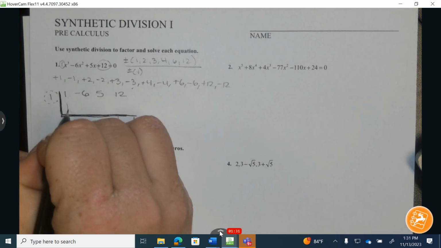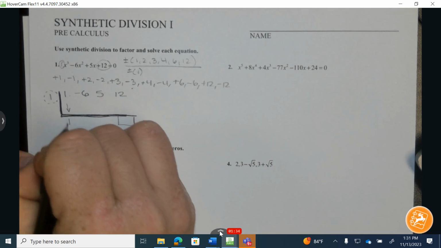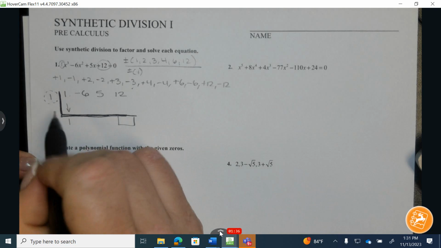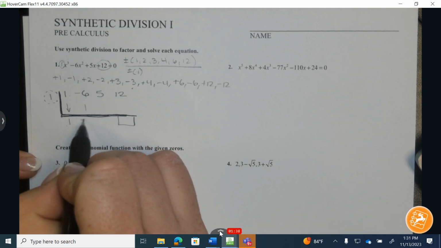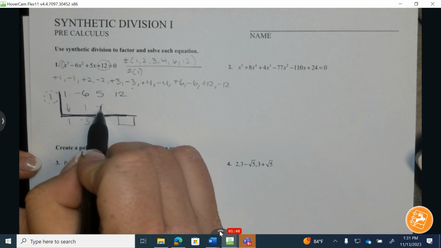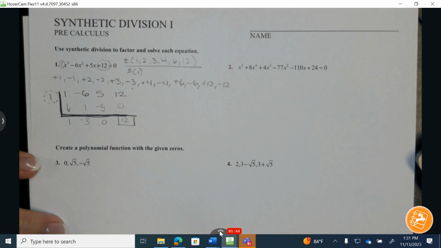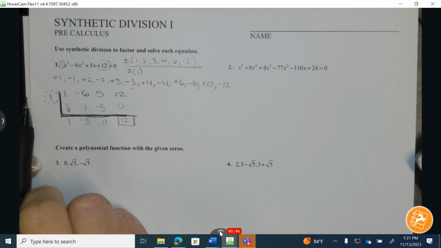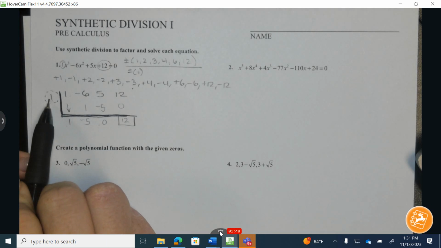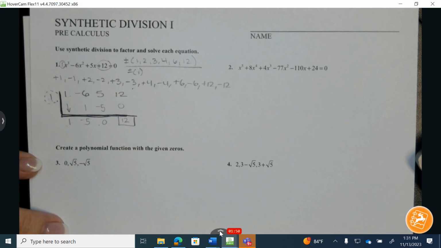All right, so using synthetic division, we're going to drop down the first number. I'm going to do this very lightly in case I need to erase. Multiply to get 1, combine to get negative 5. Multiply to get negative 5, combine to get 0. Multiply to get 0, and I don't receive an answer of 0. That tells me that 1 is not a solution to this polynomial.